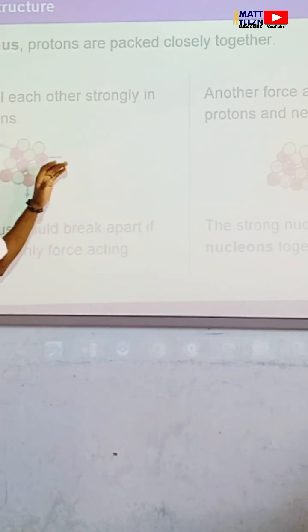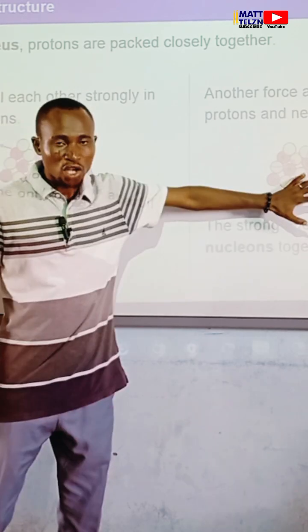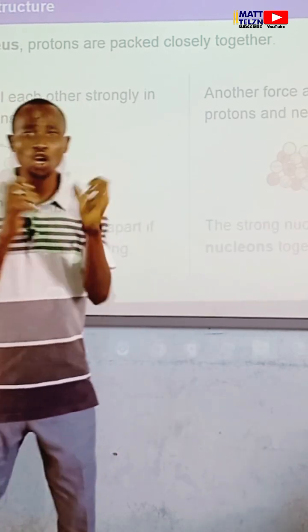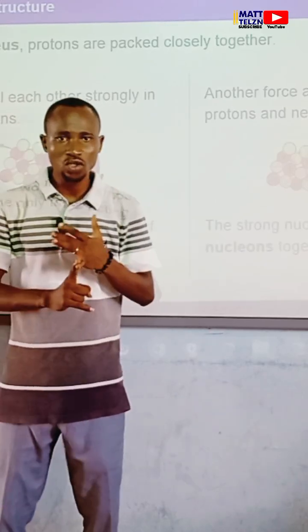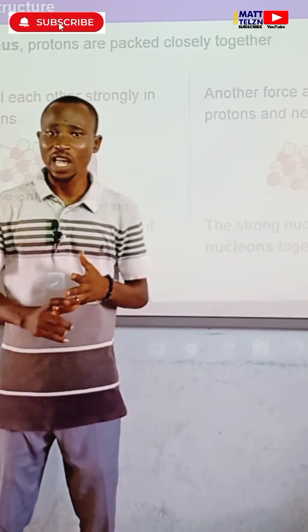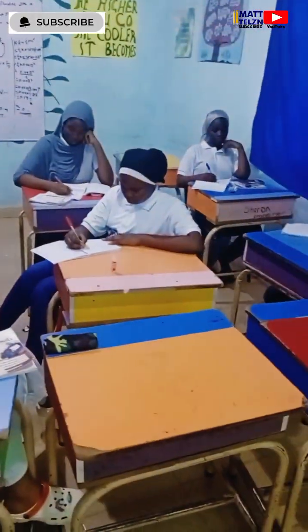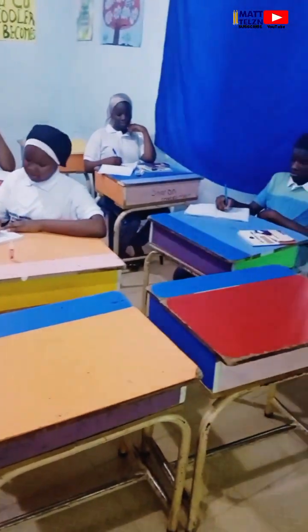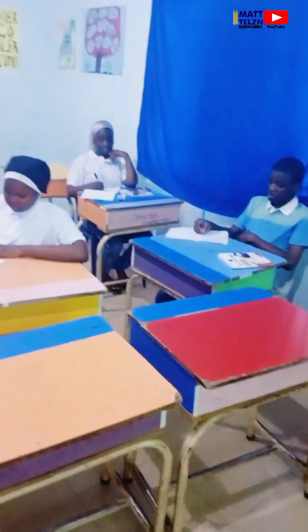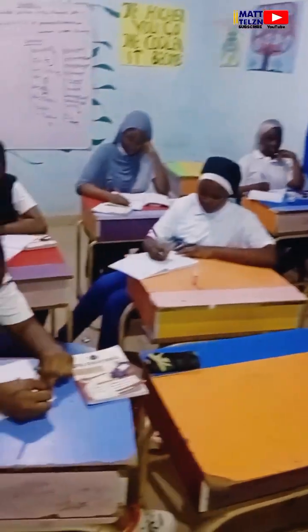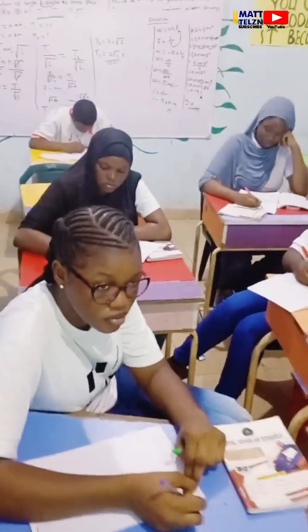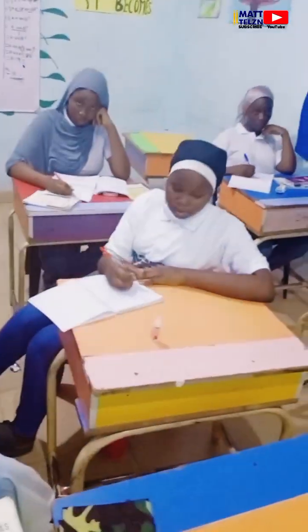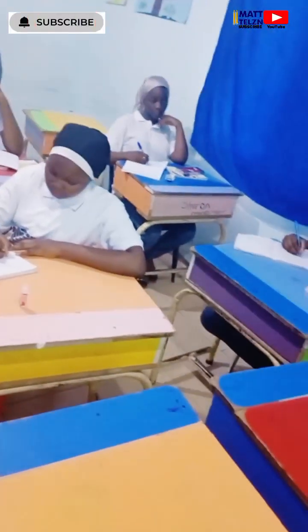But it's not only the electrostatic force that is acting inside the nucleus. So the force that attracts nucleons together, that is the proton and the neutron, is a very strong nuclear force. That is why the particles inside the nucleus of an atom are closely packed together because of this strong nuclear force. In the absence of strong nuclear force, the nucleus of an atom would break apart. Is that clear?